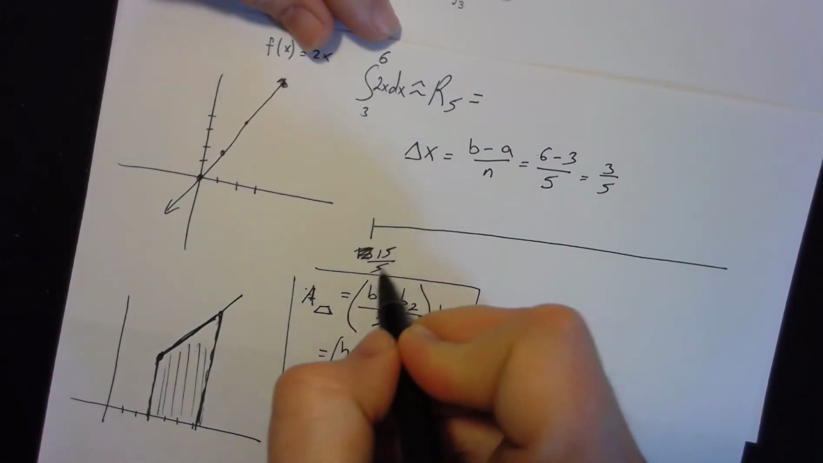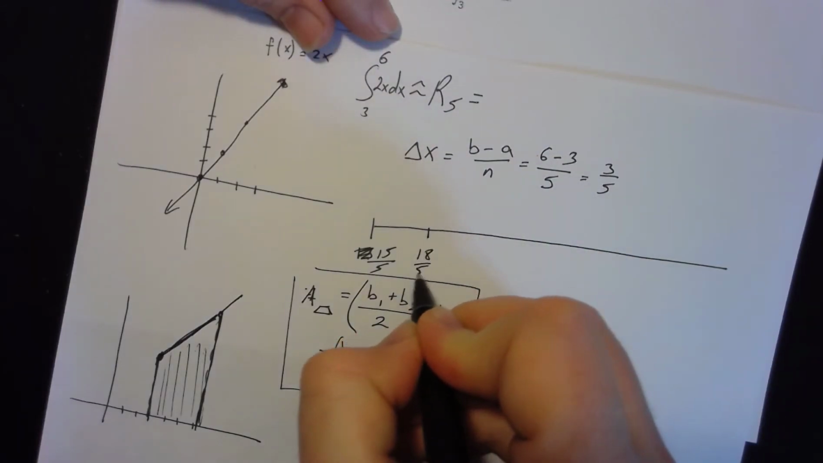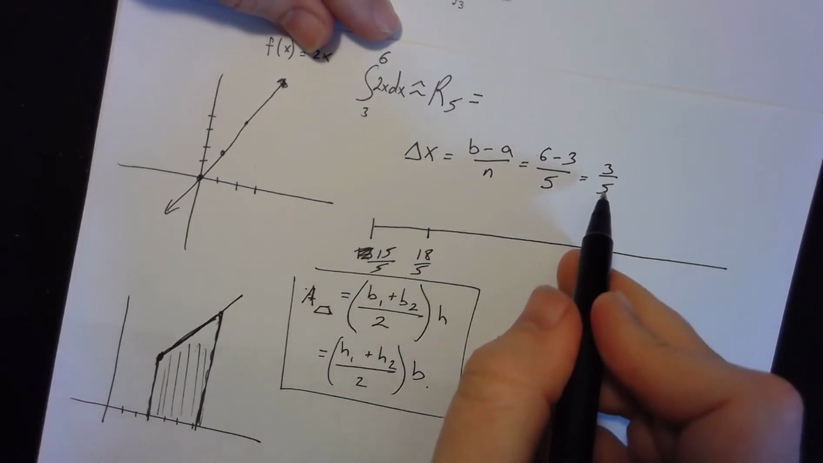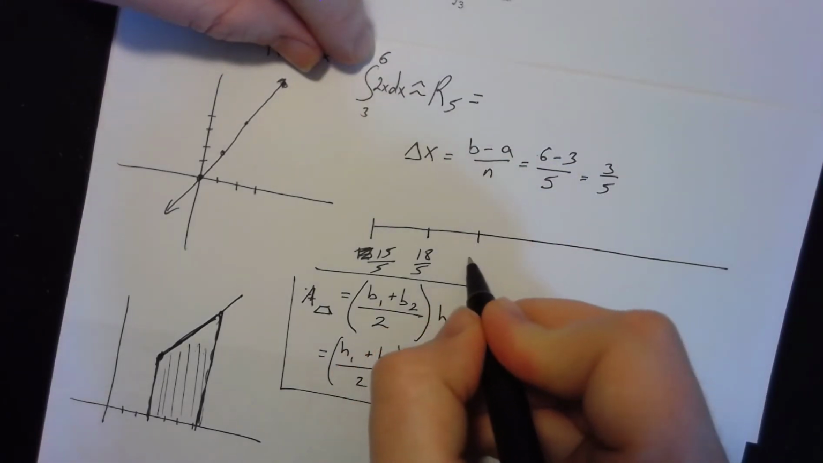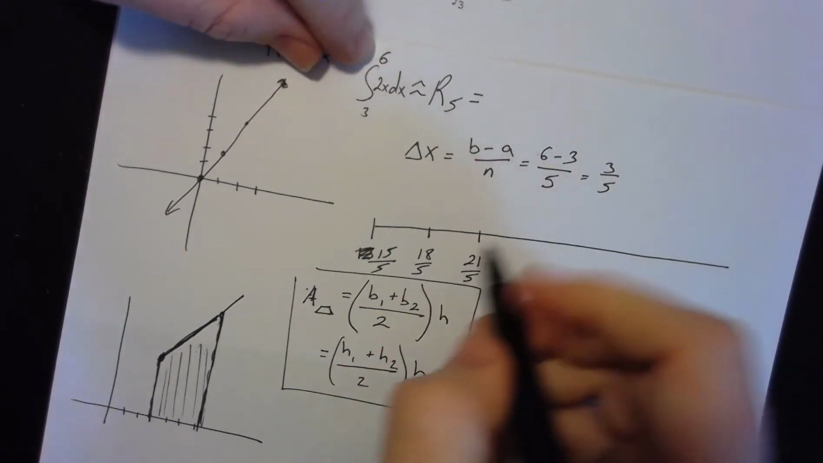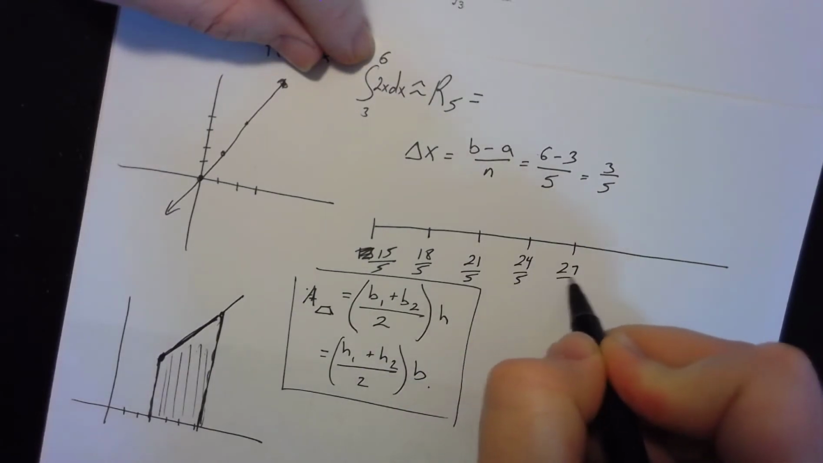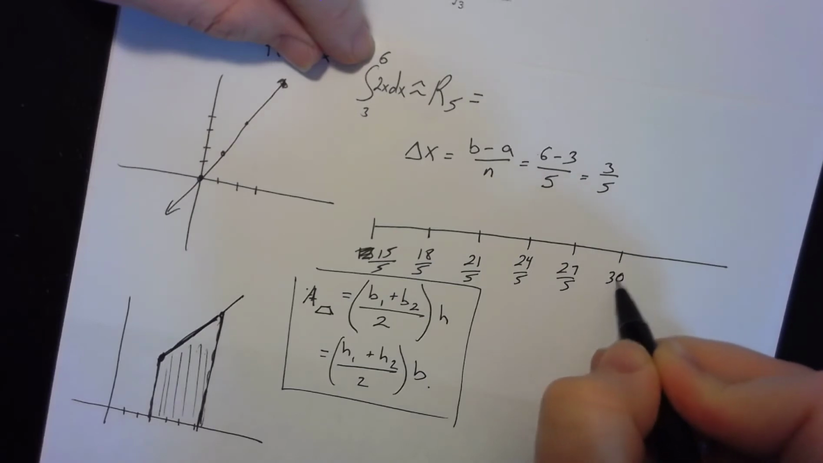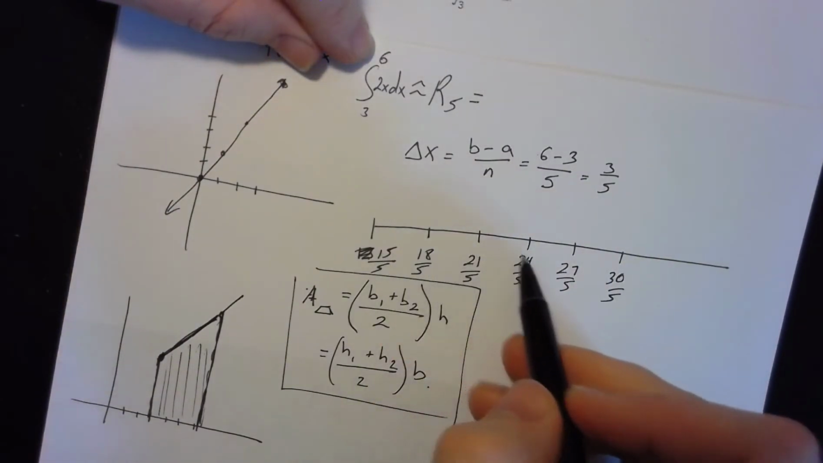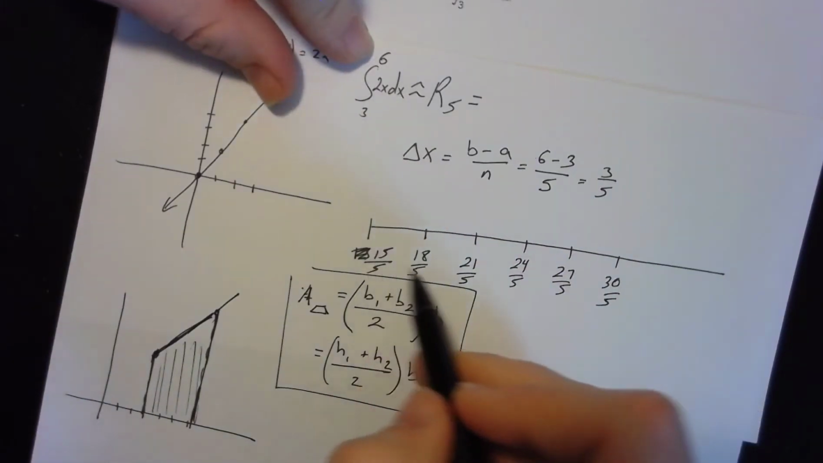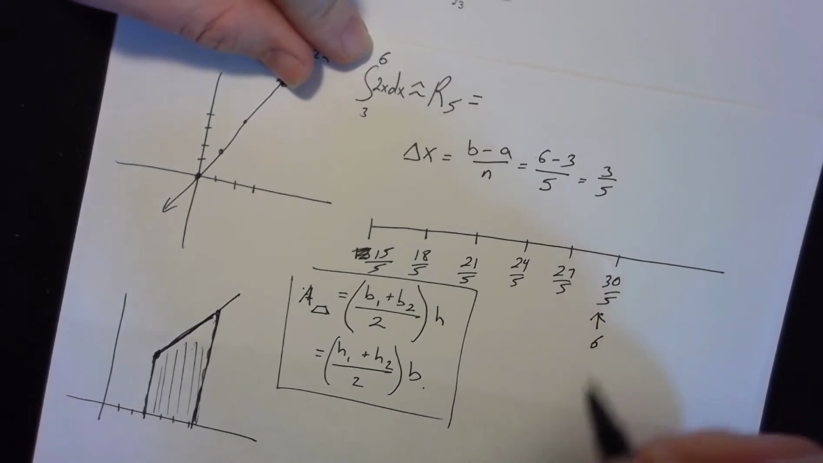So this is 15 over 5. If I add 3/5 to it, I will get 18 over 5. I'm going to continue to add 3/5 until I get to the value of 6. So if I add 3/5 again, that's going to give me 21 over 5. If I add 3/5 again, it's going to be 24 over 5, 27 over 5, and then 30 over 5. Now, you'll notice I have 1, 2, 3, 4, 5 spaces. There being 5 spaces there, this is going to be my value of 6.